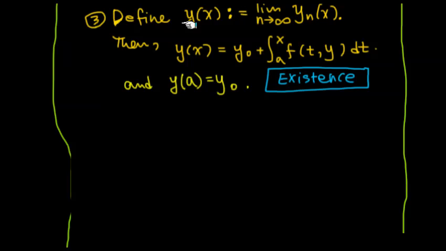So if you accept that the function defined in this way is a continuous function, then that function will have this integral value, and on top of that, we can show that the function y of x satisfies this integral equation. And it is easy to show y of a is y0, the initial condition. If you plug in x equals a there, you can see it's simply y0. So that's going to be the existence proof.